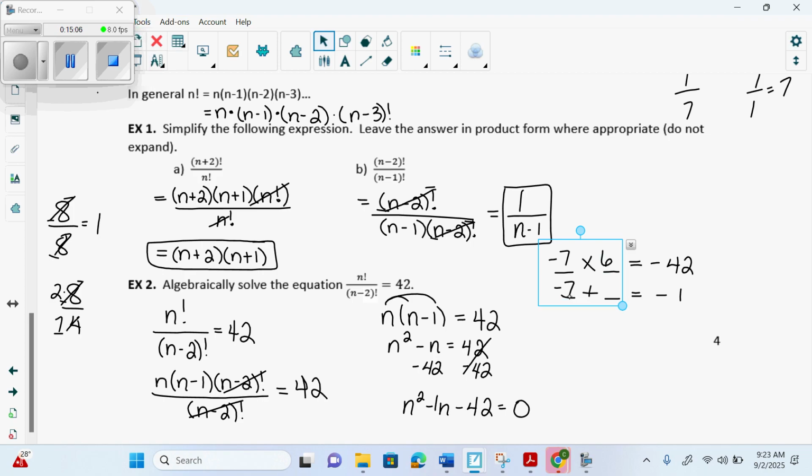Now, luckily in this one, we don't have to do decomposition because it has a 1 in front. The moment it has a 1 in front of your n squared, not a negative 1, but a positive 1, we can go right to brackets. Okay? So we're going to go n minus 7, n plus 6 equals 0.